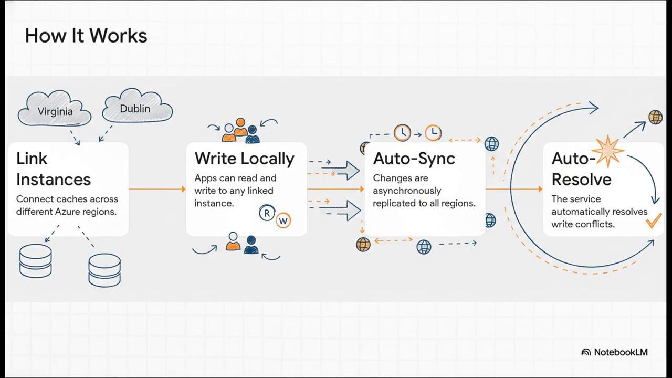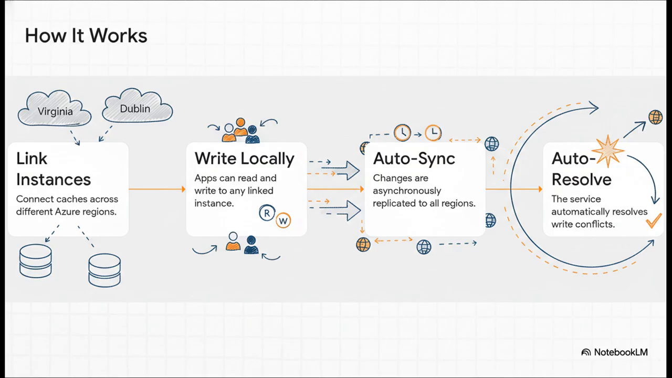Well, it's surprisingly straightforward. You just link your caches together. Your application, say in North Europe, writes to its local cache for the best performance. Then in the background, Azure asynchronously replicates that write over to your cache in, say, North America. And get this, if two users in different regions happen to write to the same key at the exact same time, the service automatically resolves the conflict for you using a last writer wins rule.